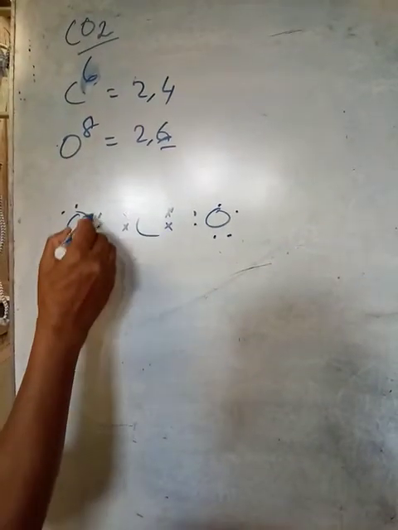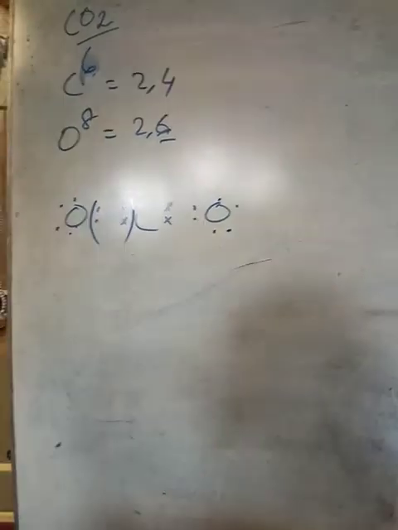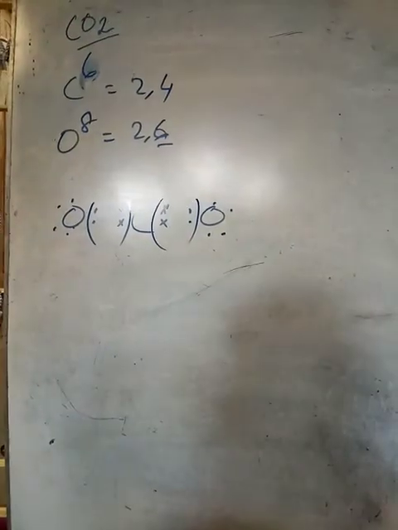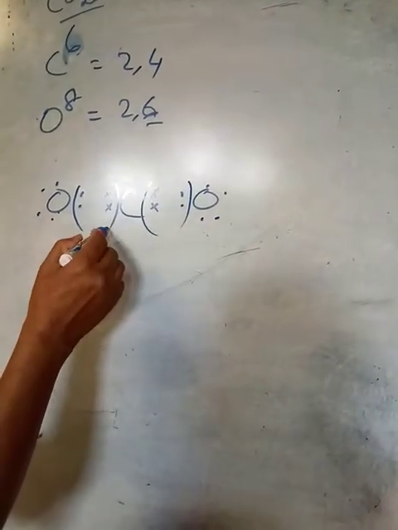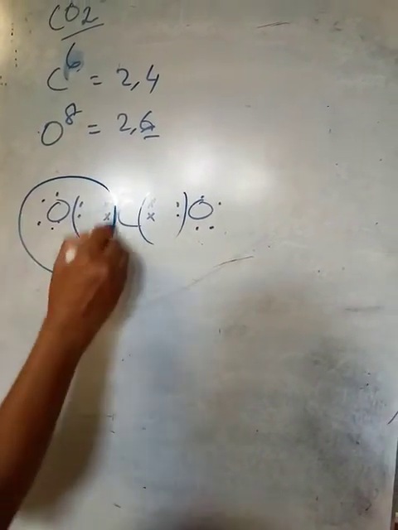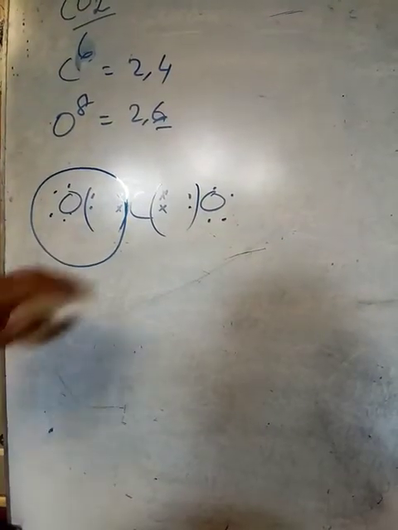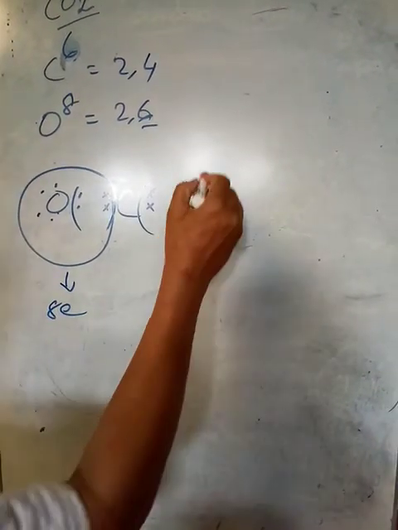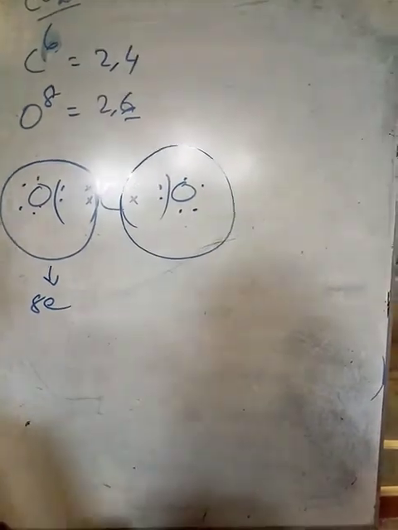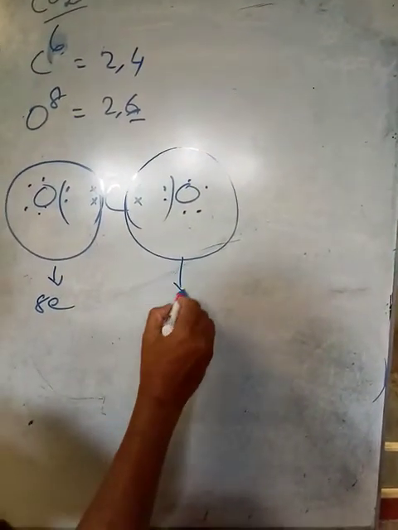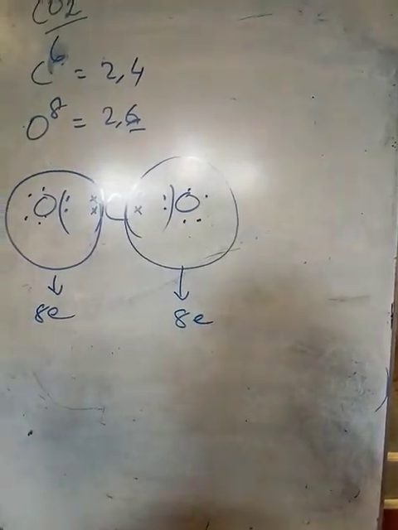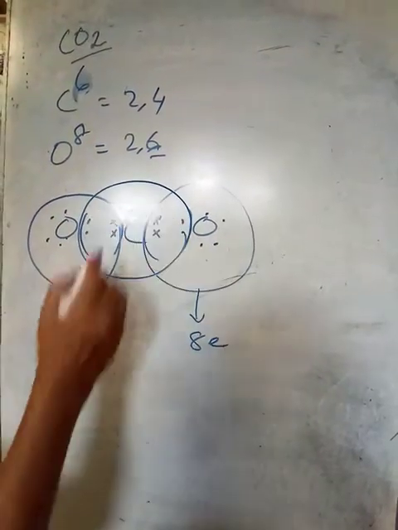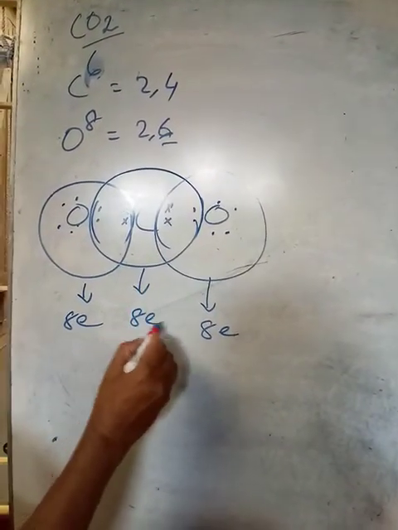Now here you see, this will form a share of 2 pairs of electrons. Here also a share of 2 pairs of electrons. If we take all the electrons around oxygen, it attains 8 electrons. Here also, if I take this pair, each oxygen atom has 8 electrons. Now in case of carbon, if you take this pair, there are also 8 electrons.